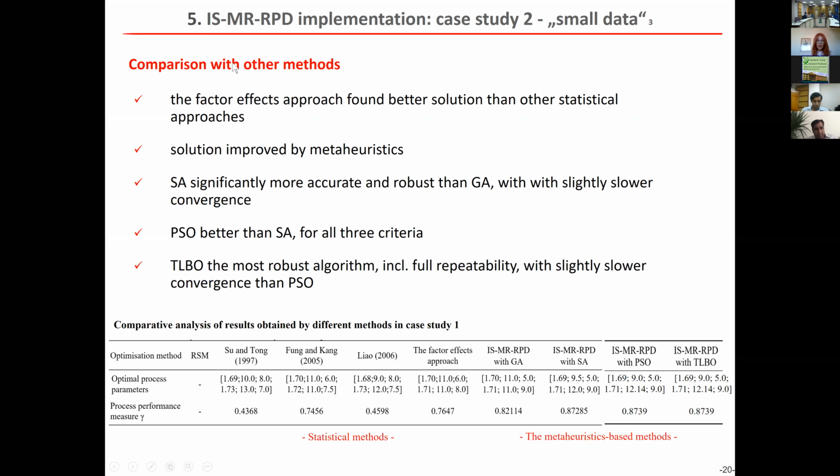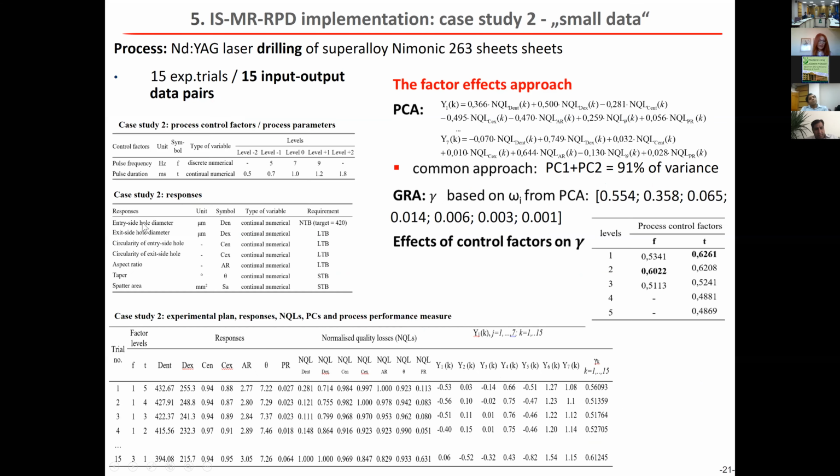Okay, the next study is a study on small data. Here, the whole optimization was performed using experimental data and using only 15 experimental trials, which means that I have only 15 input-output data pairs, which is really extremely small. Here I have 7 responses, 7 outputs, and 2 process control factors. Here we can see details.